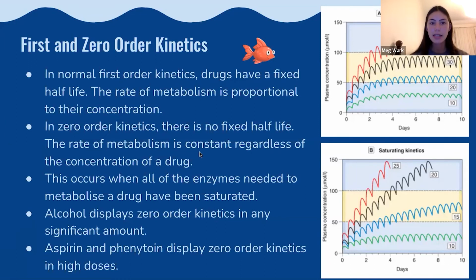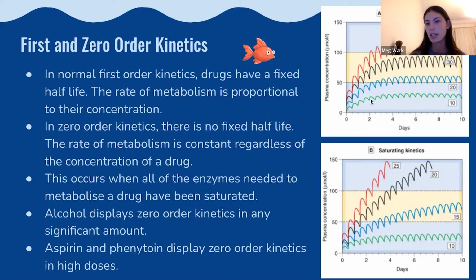Next, we're going to look at first and zero order kinetics. First order kinetics is your diagram on the top there, and zero order kinetics is the one on the bottom. First order kinetics is like normal kinetics, I suppose, and it means that drugs have a fixed half-life. Just as a refresher, half-life, which you might have covered in chem before, is the time it takes for the drug concentration to decrease by half. So that's a measure of how long a drug is going to remain in the body. In first order kinetics, drugs have a fixed half-life and the rate of metabolism is proportional to their concentration.